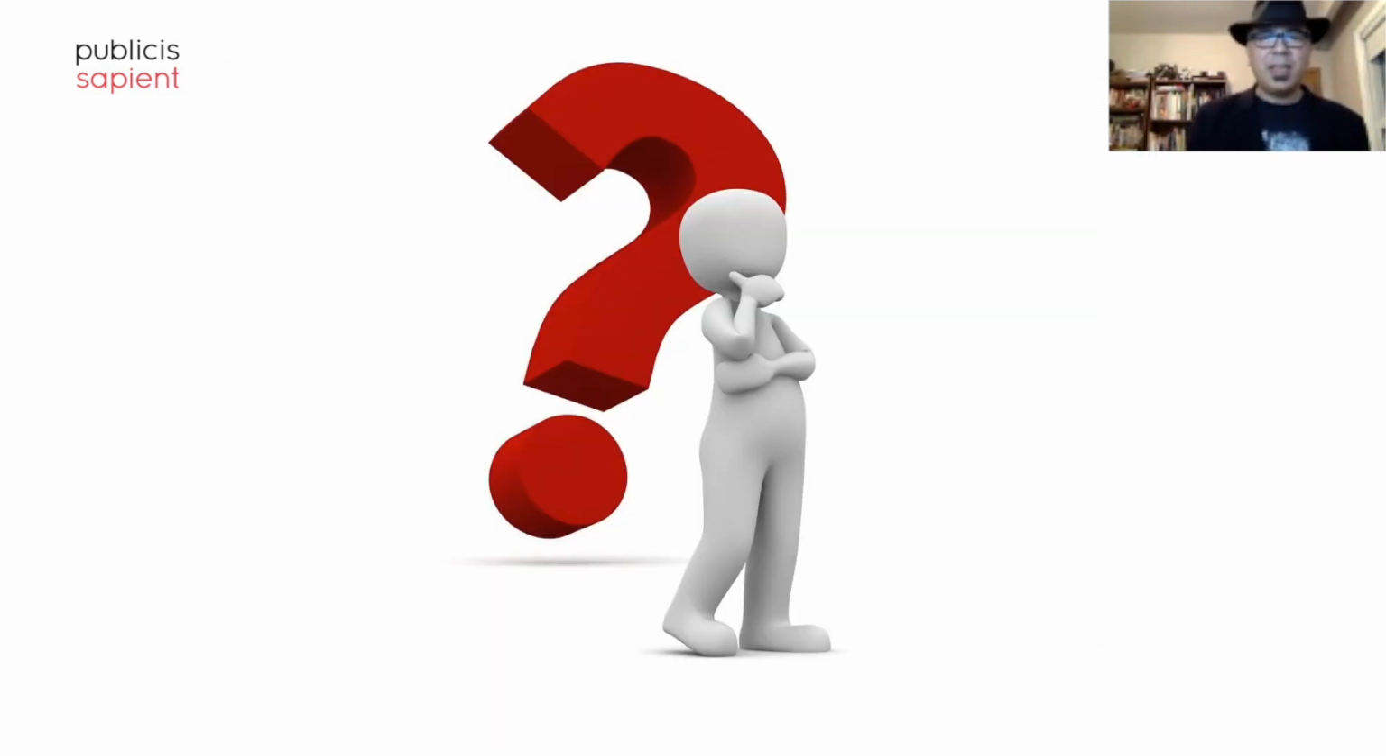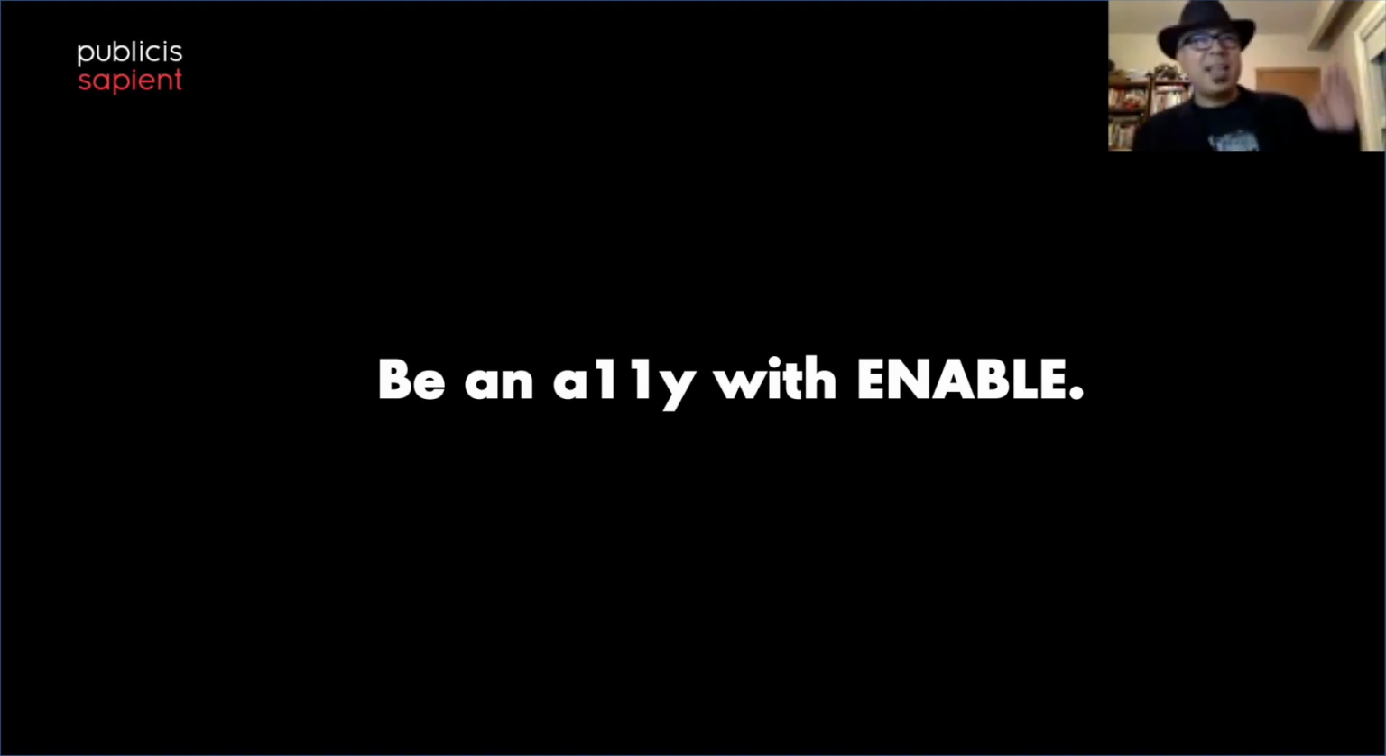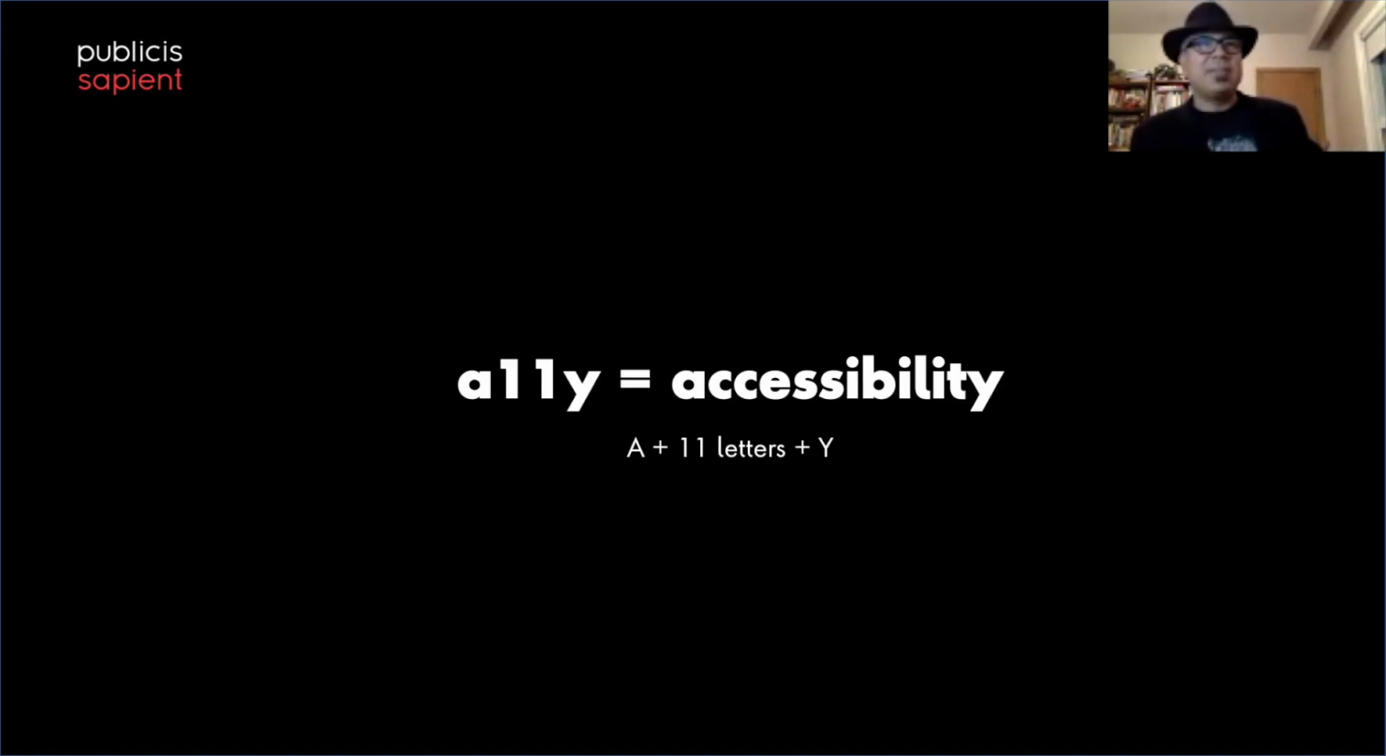So I've talked a lot about people and ethics and a whole bunch of other things, but this is a technology conference. You're probably going to say, how can I do this? I want to do the right thing, Zoltan. I think you're pretty cool with your nice fedora here. I want to be just like you. How can I make accessible websites? Well, that's where Enable comes in. I want everyone to be an ally with Enable. And if you have never seen that acronym before, ally is basically an A with 11 characters after it and a Y, which is the word accessibility.